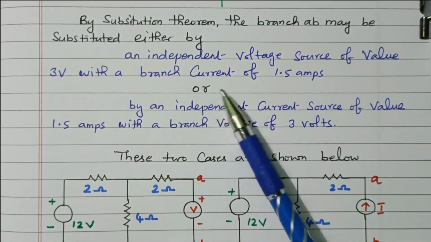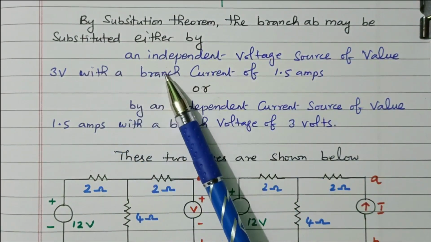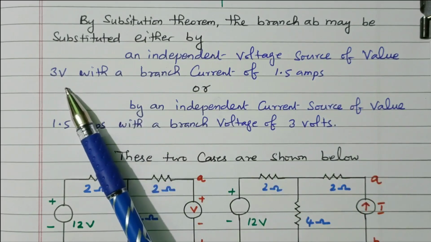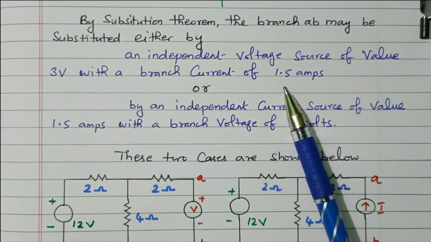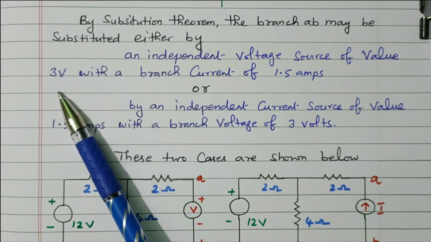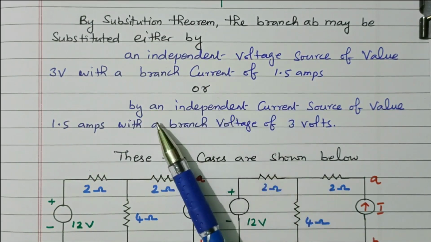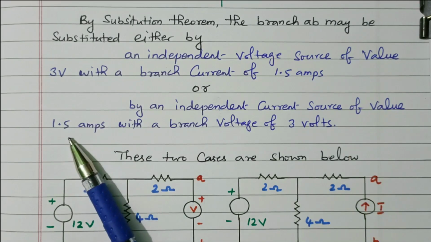By the substitution theorem, the branch AB may be substituted either by an independent voltage source of value 3 volts, with a branch current of 1.5 ampere. That is our requirement. If we replace it with a voltage source, the voltage value will be 3 volts and the current flowing through the network is 1.5 ampere. Or by an independent current source with the value of 1.5 ampere.